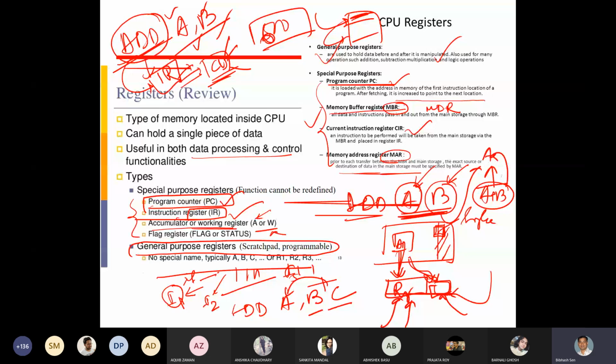Okay. Now this is the main memory. I think it's clear to you. Sir, your voice is cracking, sir. Okay, maybe the network. Now it's clear.